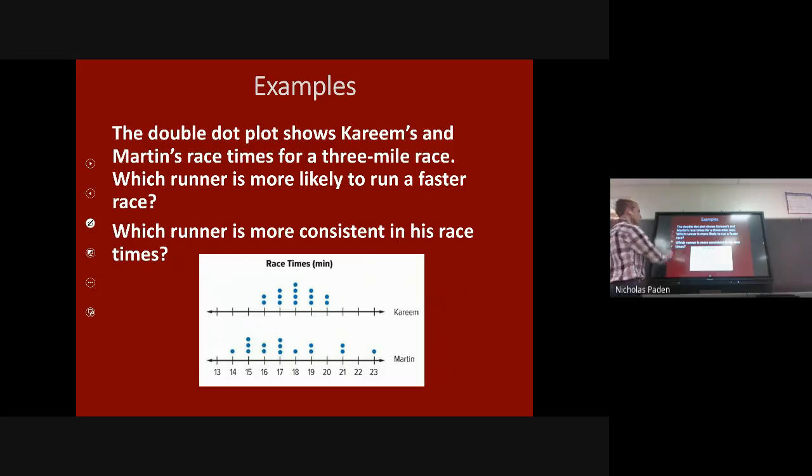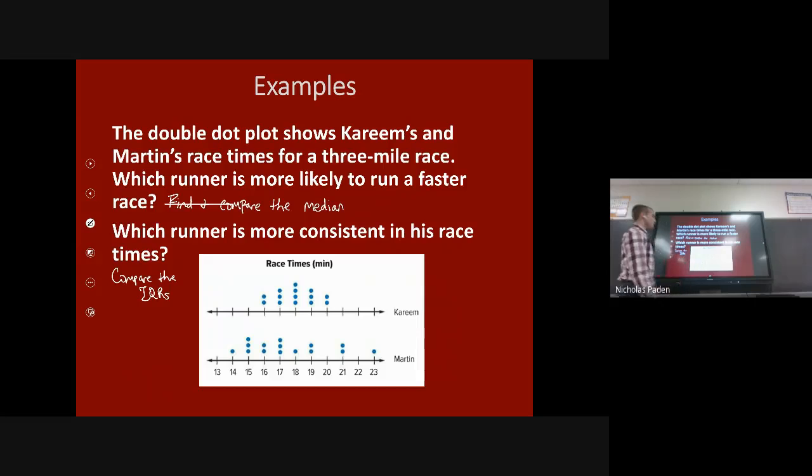Okay, so notice this question doesn't ask us to compare the centers and variations. It says which runner is more likely to run a faster race. When you look at this answer, this is where you want to find and compare the median. And then more consistent, you want to compare the IQRs.